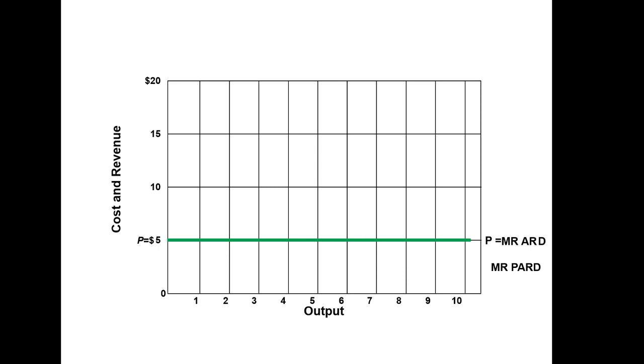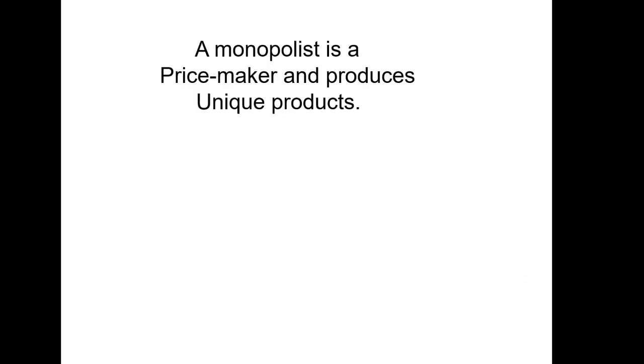So what's the difference for the monopolist, right? If this curve is horizontal because they are price takers and produce homogeneous goods, a monopolist is a price maker and he produces a unique good. So he is not going to have a horizontal demand curve, right? So a monopolist, a price maker, produces unique products. Let's go to the chart, right? Voted number one chart at Great Neck South High School this year.